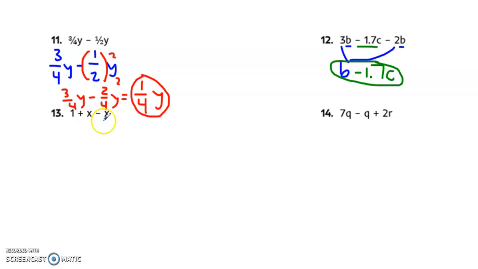1 plus x minus x. So x minus x, those just cancel out. So our answer is just 1.